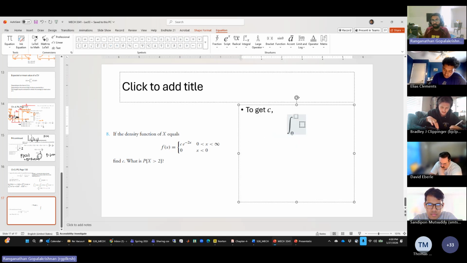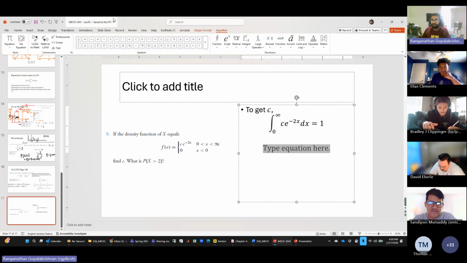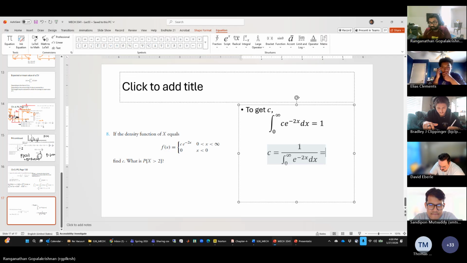Can I just go 0 to infinity? I don't have to write it out from minus infinity. You'd be okay with that, right? The integral of e to the power minus 2x dx equal to 1. So then we'll have to write C is equal to 1 divided by the integral from 0 to infinity of e to the power minus 2x dx, which again for your prerequisite quiz could appear on Thursday. What is this value?